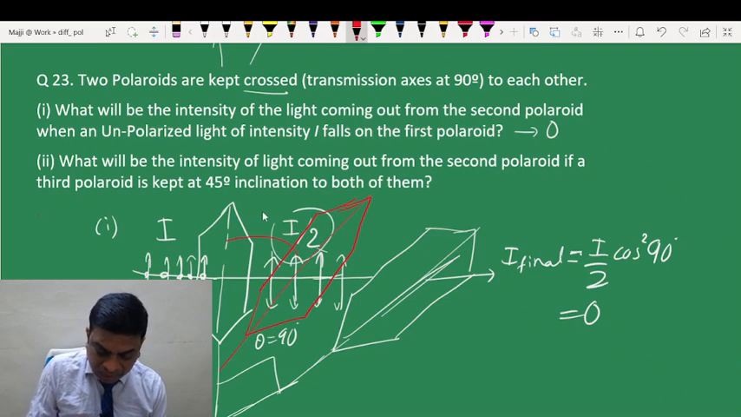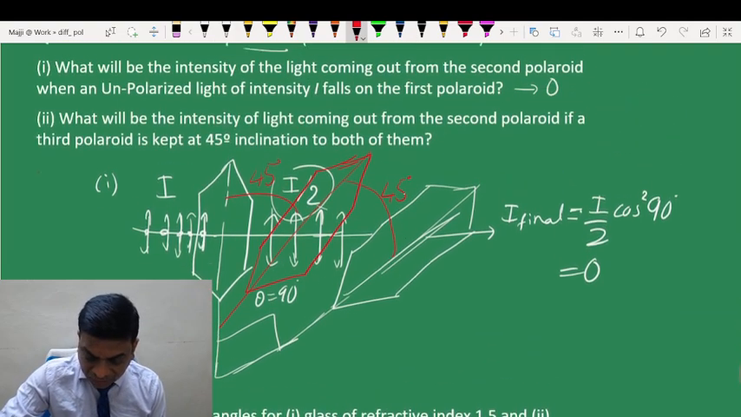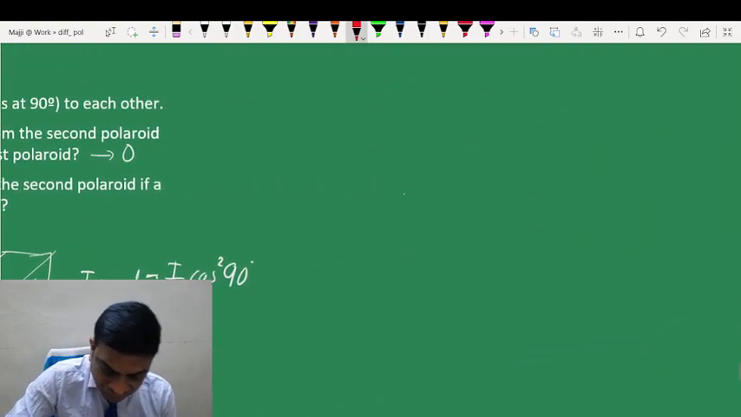Okay, here this pass axis makes 45 degrees, and here again it makes 45 degrees, half of 90. So in such a case, we can solve this. Quickly I'll do this.